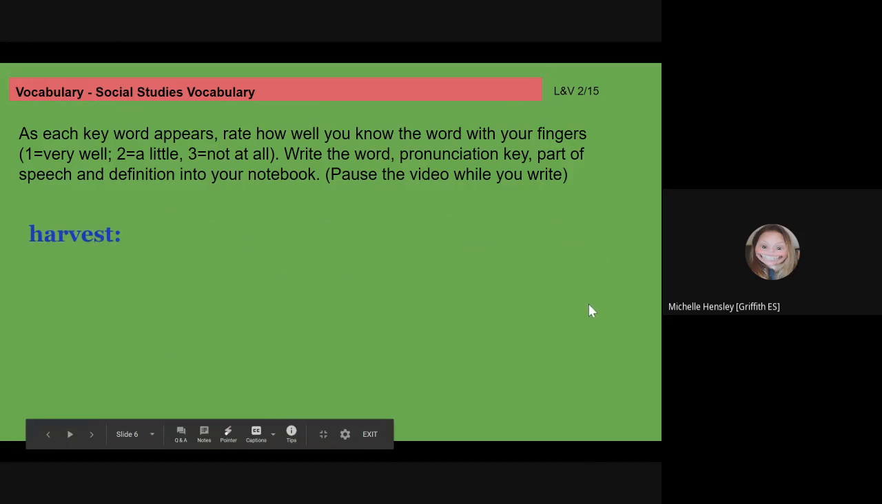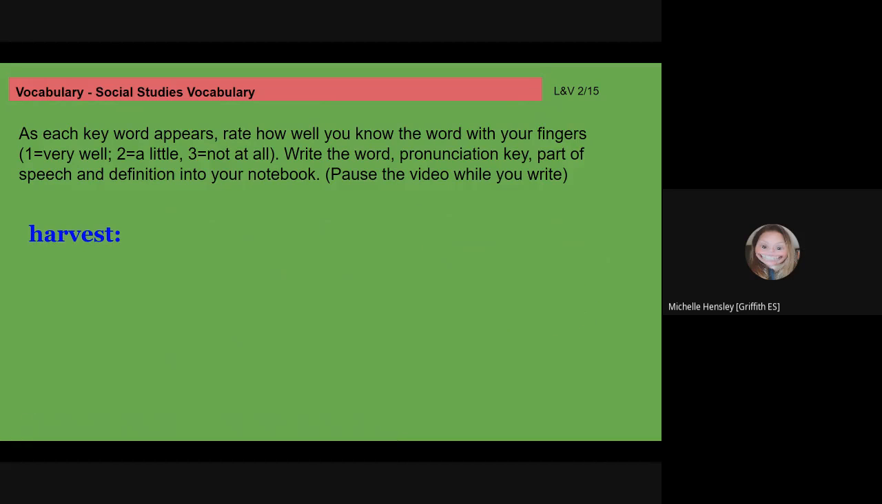And our next word, harvest. Harvest. How well do you know harvest? Is that a 1, 2, or 3 from you? Harvest.